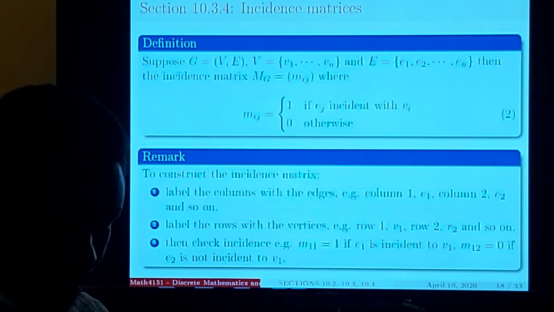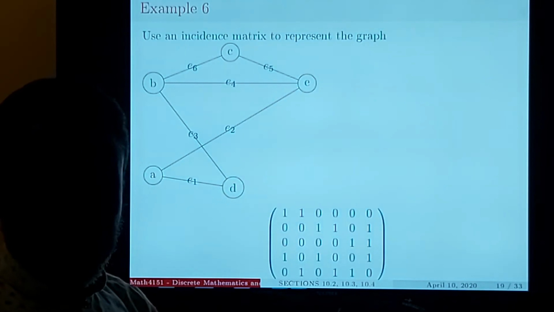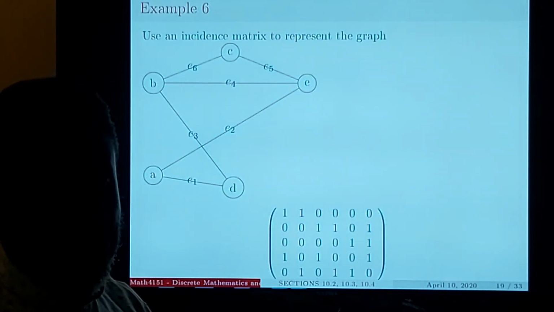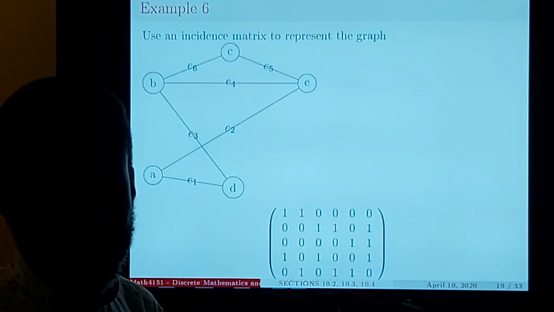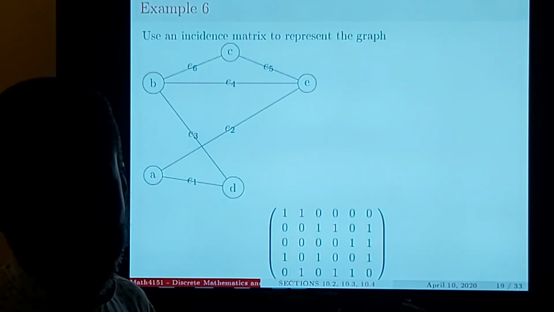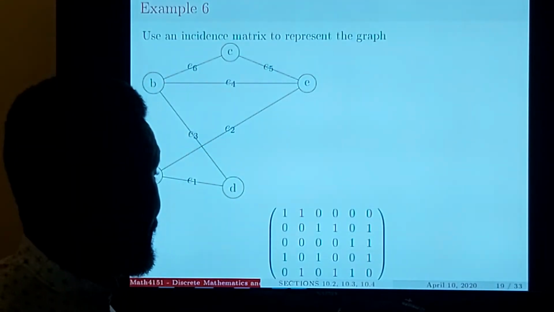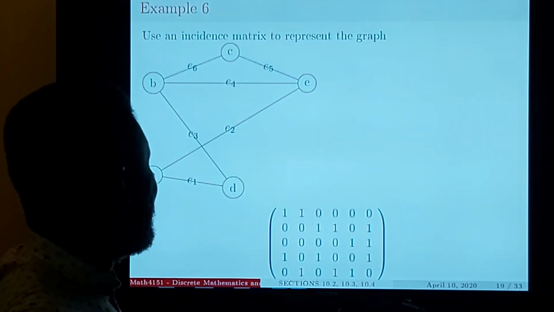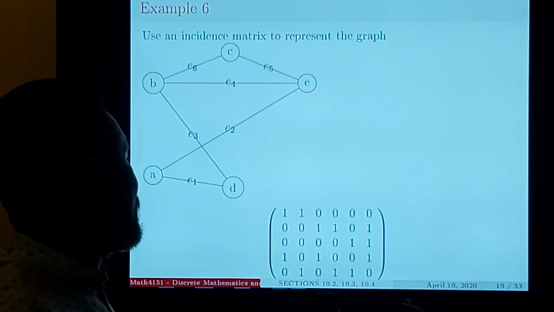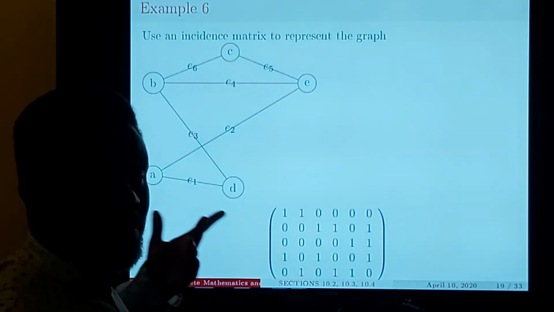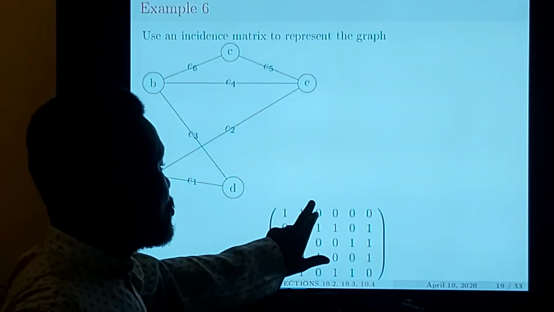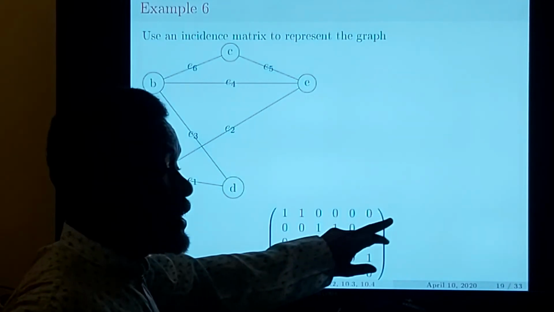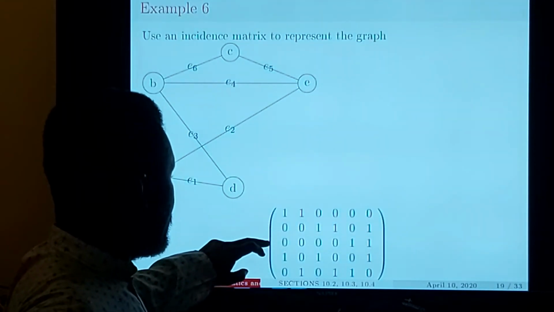Now, we look at a quick example. Use an incidence matrix to represent the graph. This graph is labeled in a strange way, but okay, there it is. This graph of ours has 5 vertices and 6 edges. So you label here E1, E2, E3, E4, E5, E6. And then here you write A, B, C, D, E.